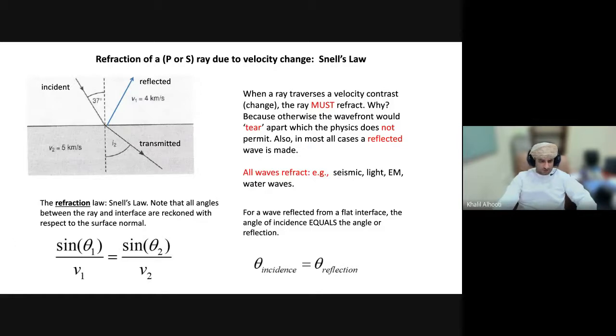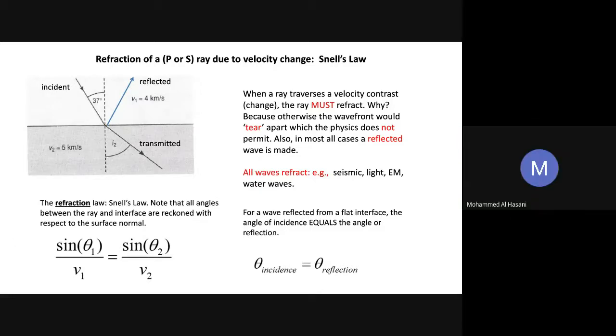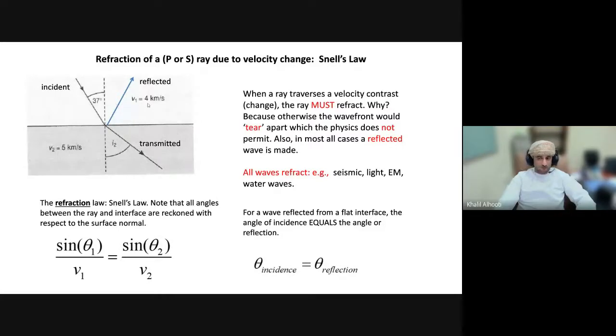Muhammad has a question. Yes, doctor, could you please repeat the concept? If the velocity of the upper layer is higher, what will happen? If the velocity of the upper layer is higher than the velocity of the second, deeper layer, and there is an interface between them, the ray will be deflected toward the normal line. And this is all based on what we call Snell's law.